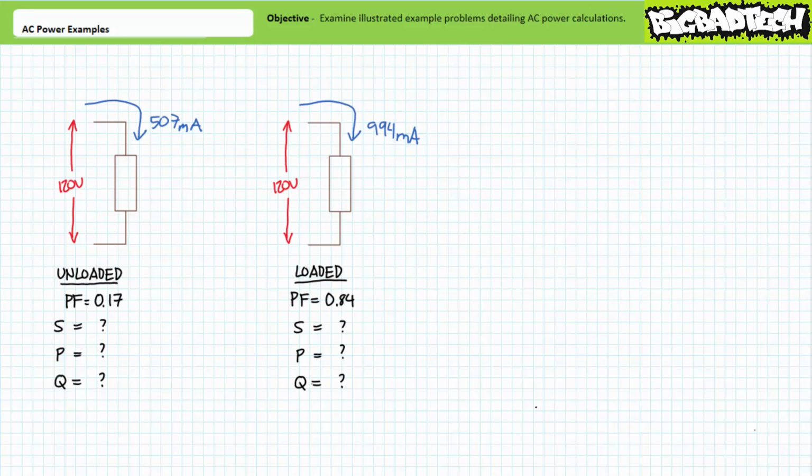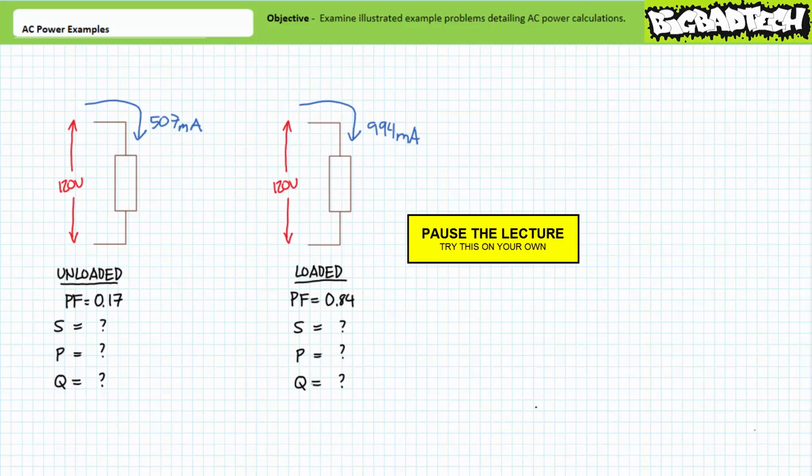See if you can determine the apparent, real, and reactive power consumed by this motor winding in both the unloaded and the loaded condition, and then compare the two conditions. You should notice something very interesting in this comparison. By all means, pause the lecture and try this on your own. If you're tracking, you should have obtained the following results.